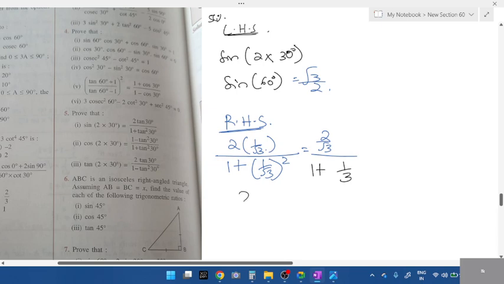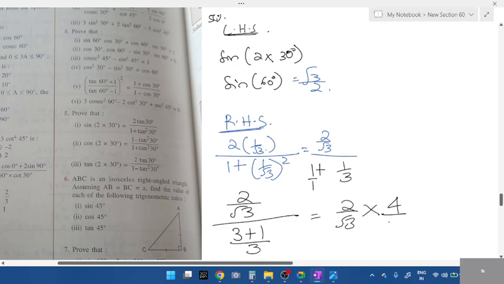Okay, when you take LCM, what do you get? What about Anna, completed? Okay, what's LCM, students? You get 3 plus 1 by 3, right? So 2 by 3 into, what is 3 plus 1 by 3? How do I write it, students, when there are two denominators? 4 divided by, what is it? 4 divided by 3. 2 tan 30, prove that 2 tan 30 degrees given. Okay. 2 into tan 30 is 1 by root 3.